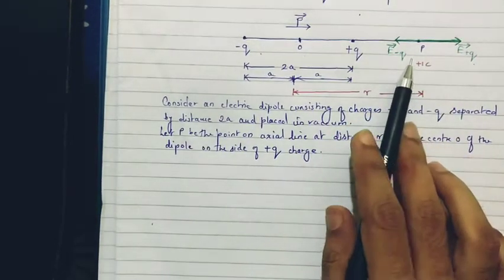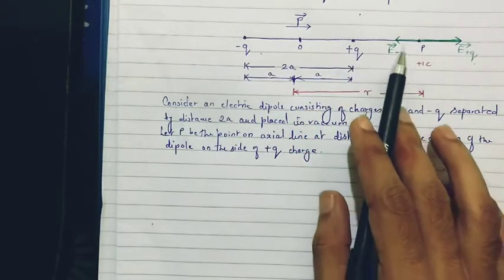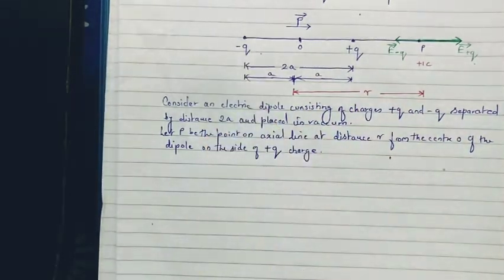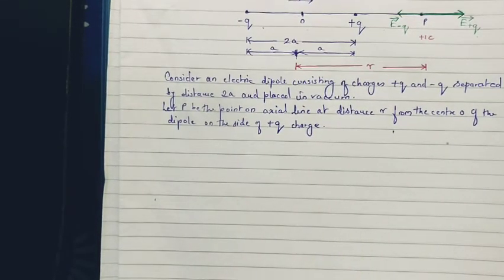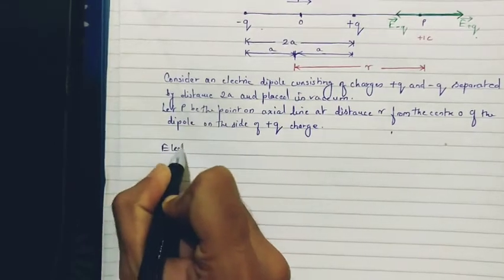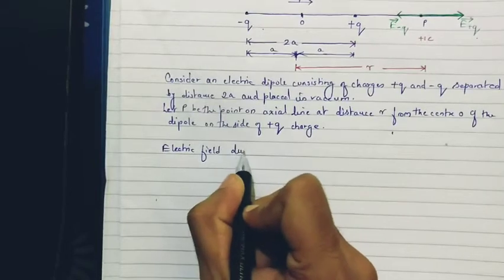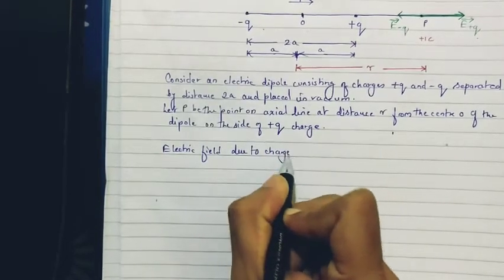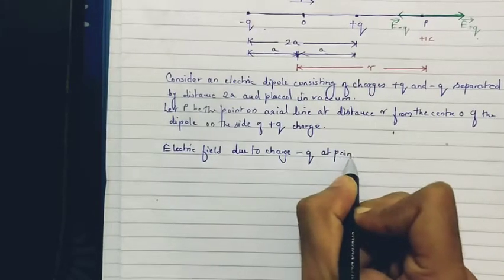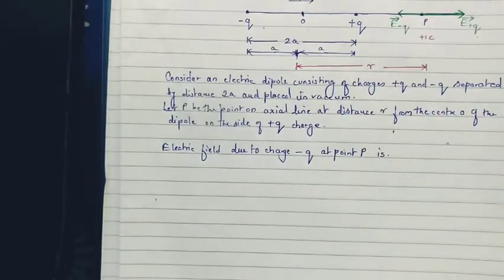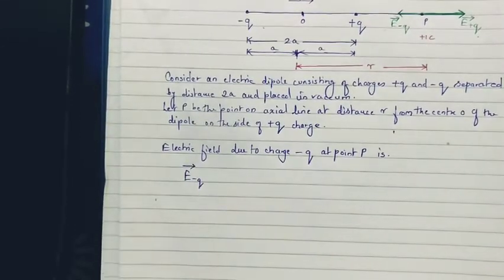That is the electric field due to this plus Q charge, and then we are going to write the expression for the electric field due to this minus Q charge. Okay, so let's see how to write it. So let's first write down the electric field due to minus Q. The electric field due to charge minus Q at point P is, let's represent it as E minus Q with a bar because it is a vector quantity.